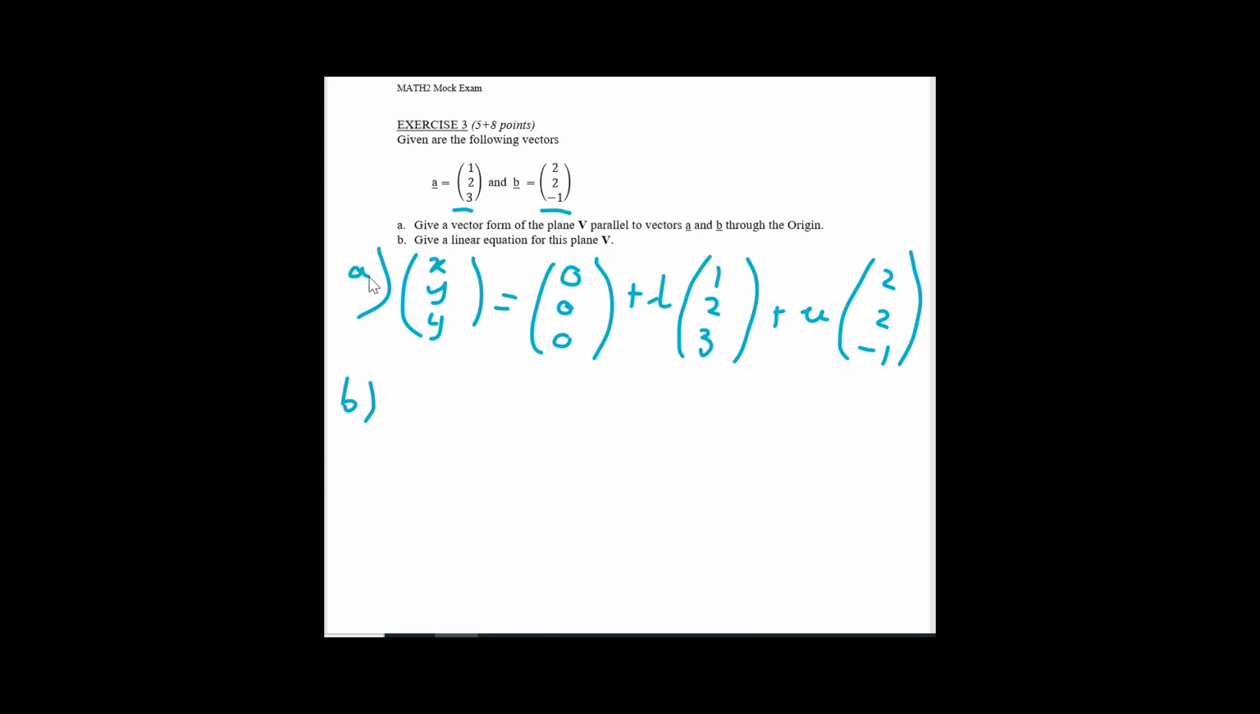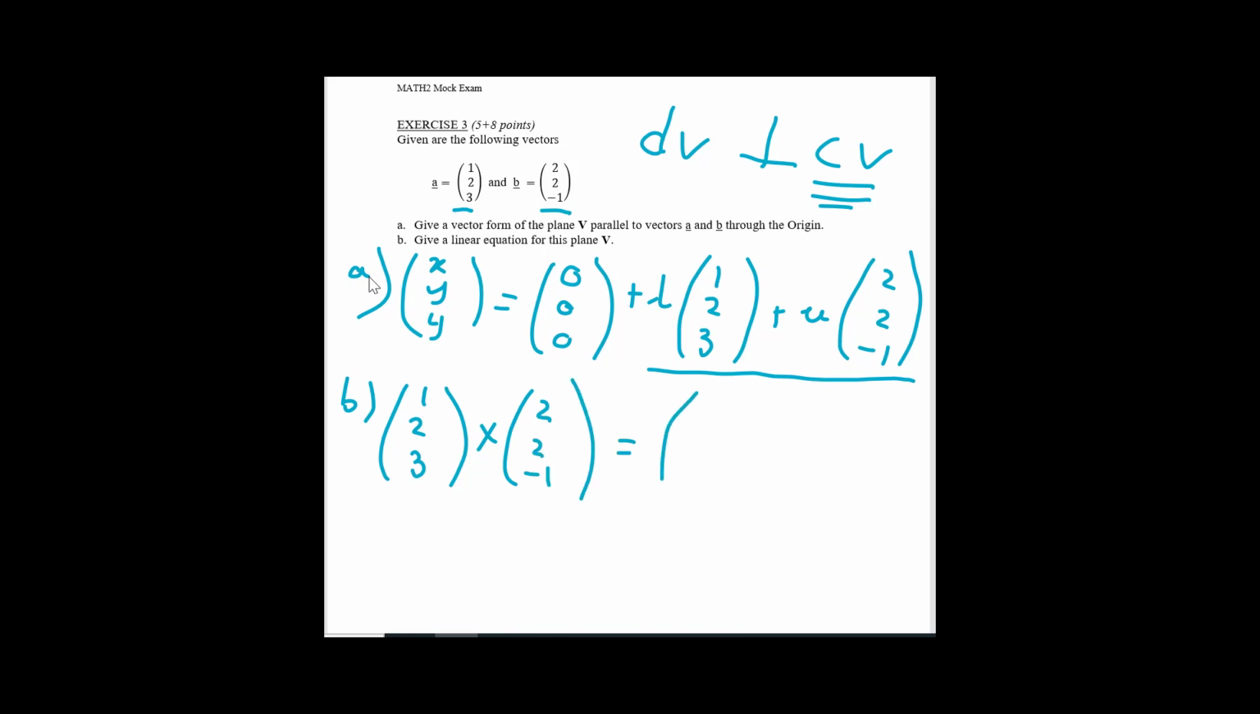The B part was a little bit more difficult. To give a linear equation for a plane, we need to remember that the direction vector is perpendicular to the coefficient vector. The coefficient vector gives the values in front of the x, y, and z in an equation. How can we find a coefficient vector? Basically we've done that in exercise 2 already. We need to use the cross product of the two direction vectors.